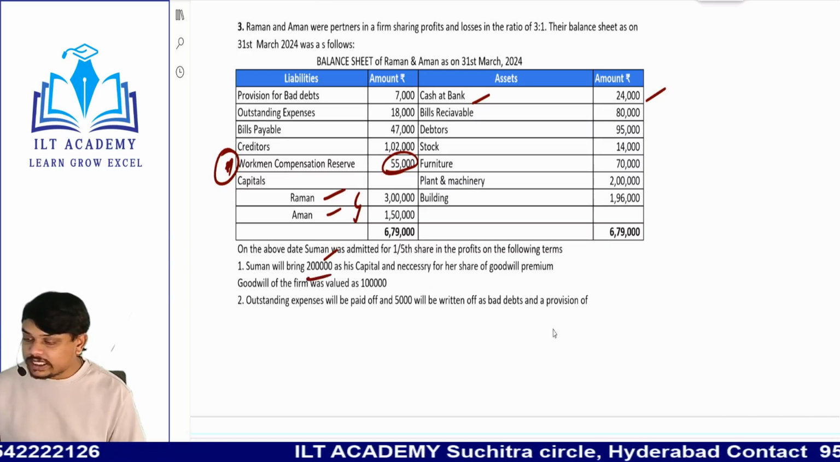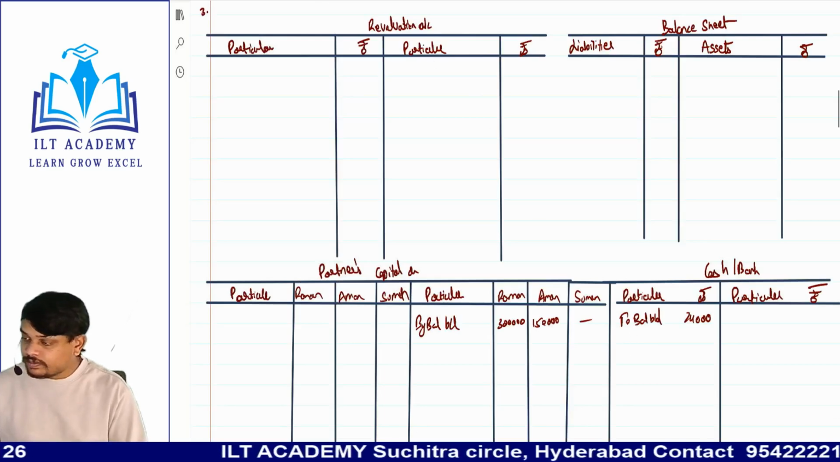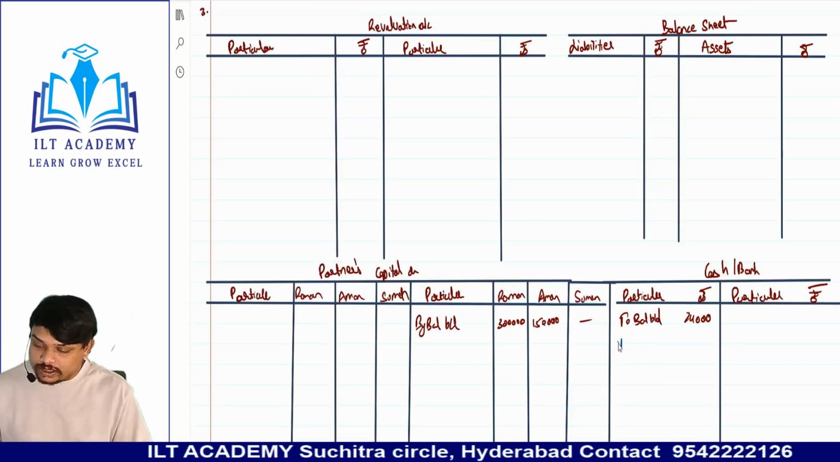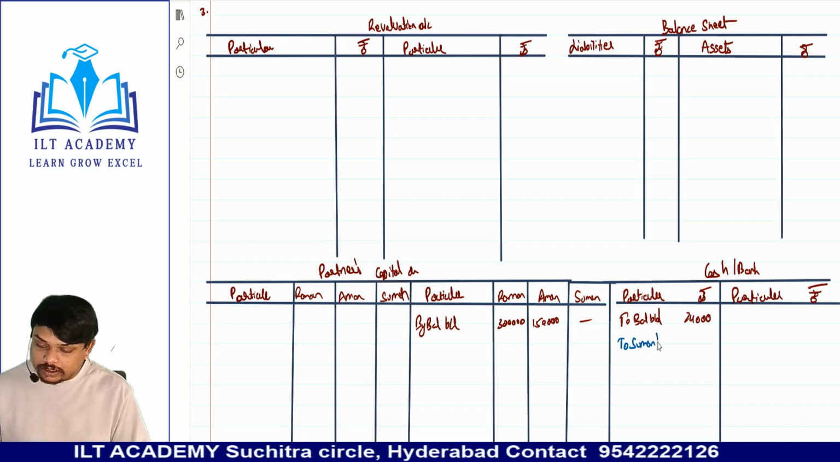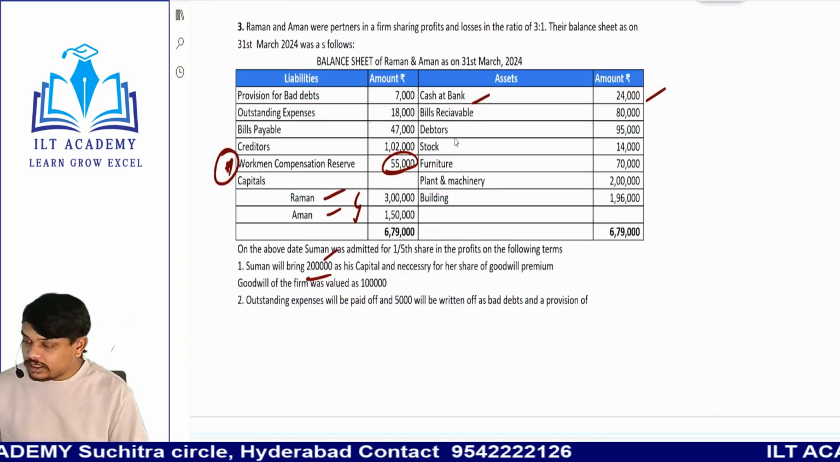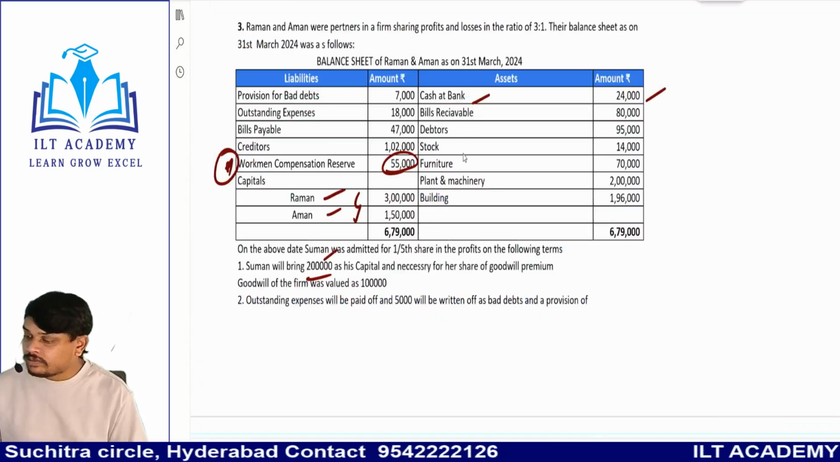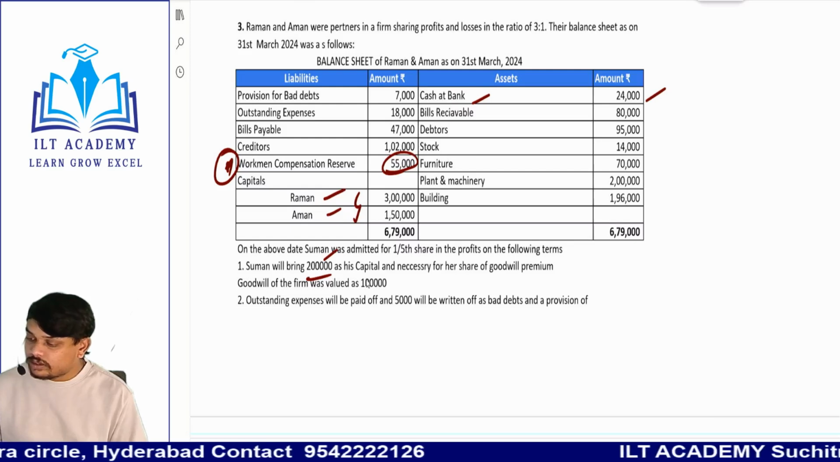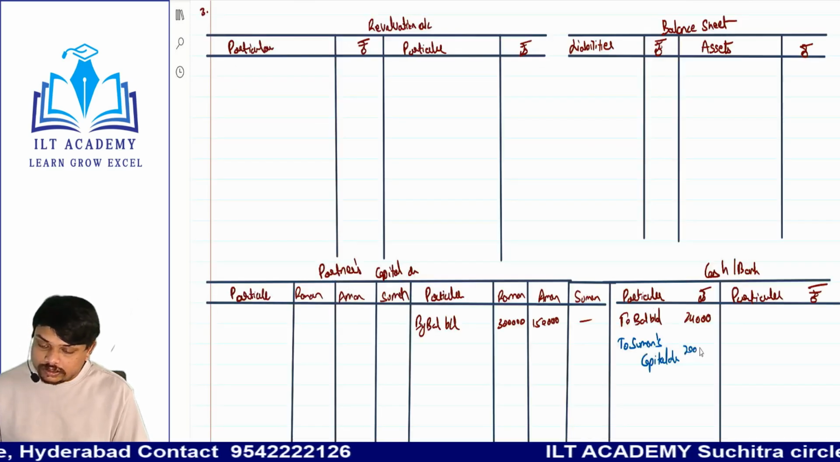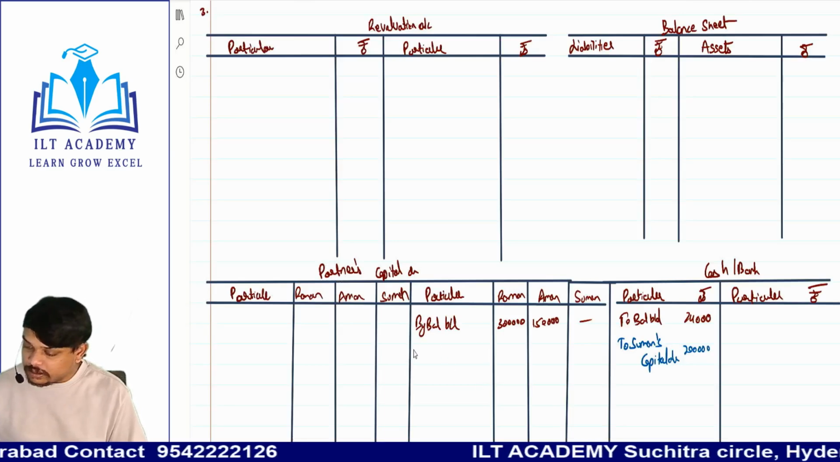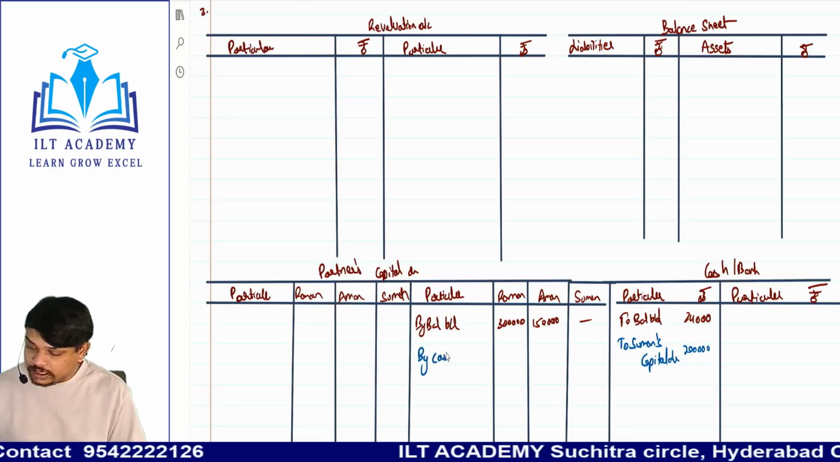Suman will bring 2 lakh as his capital. So cash to Suman's capital account, 2 lakhs, by cash.